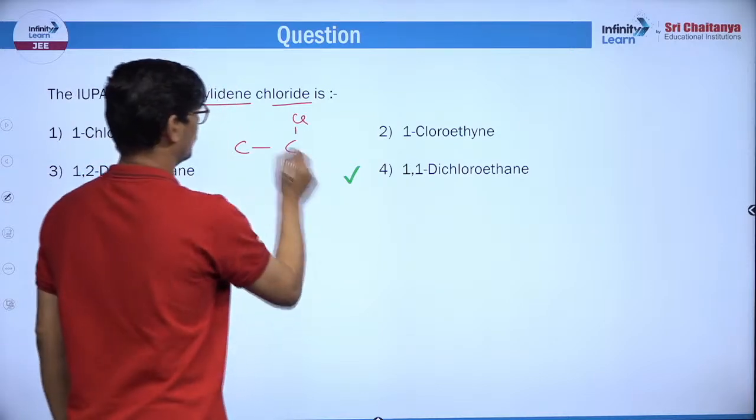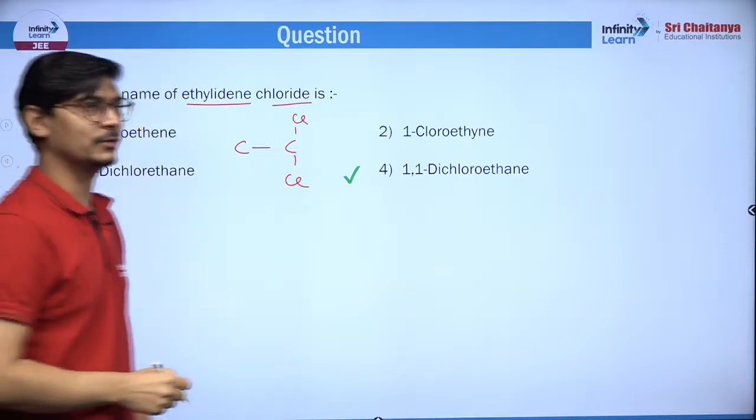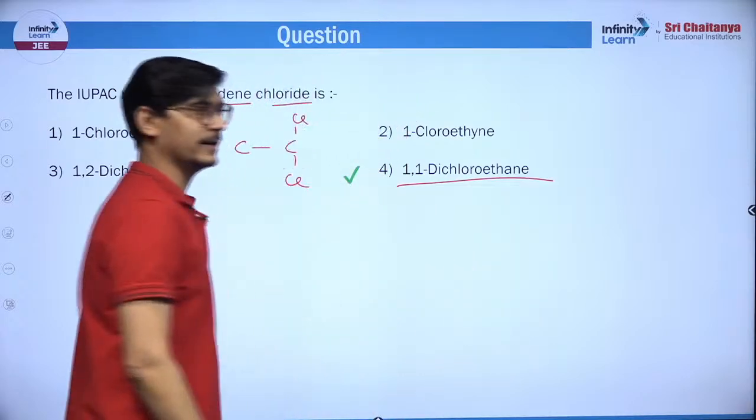So now you can write the IUPAC name, right? Of course, it is 1,1-dichloroethane. So that would be the correct answer.